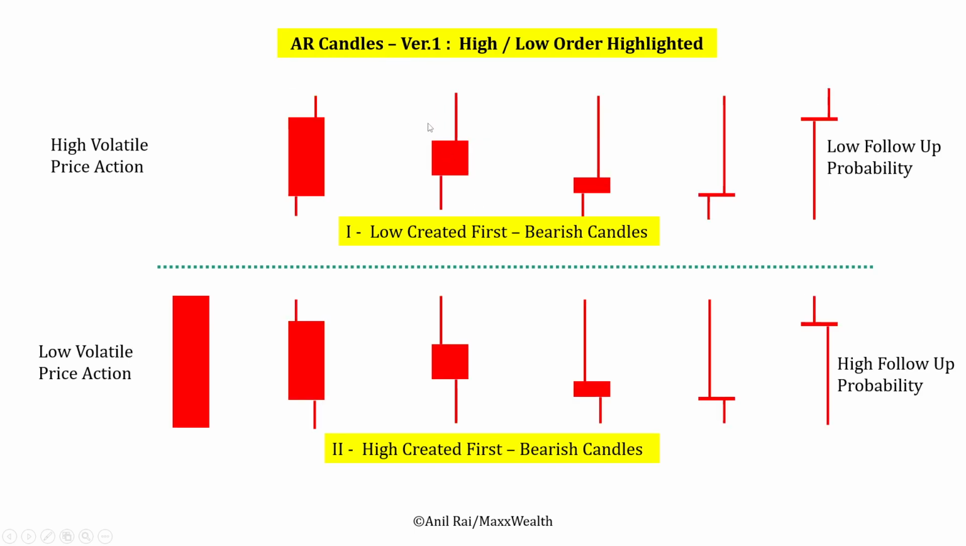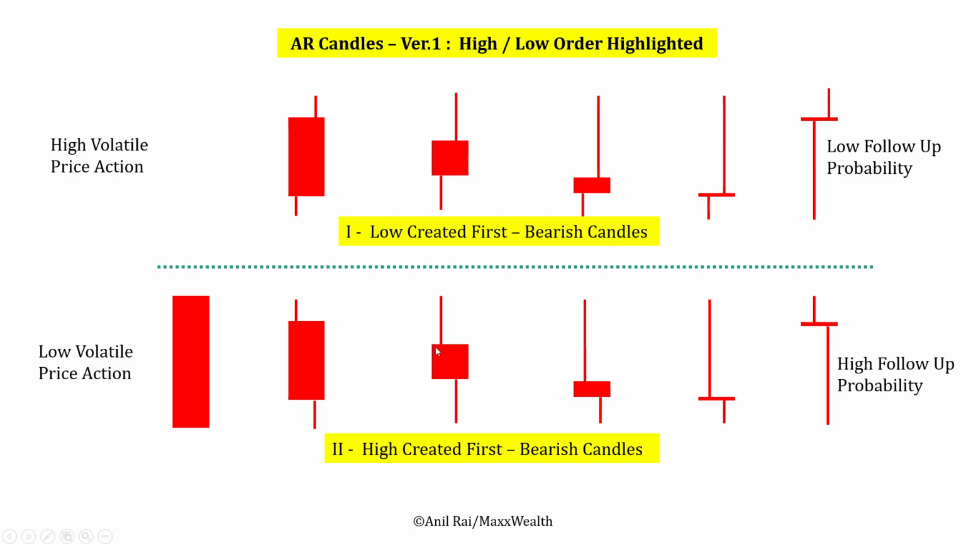This is the version 1 we are talking about. What's the significance? Version 1 has the same color of the candle. It just tells about the high or low which has been created first. You can see here very clearly, this is the less volatile. Market opens here, close goes here, then opens here, makes a high, makes a low.